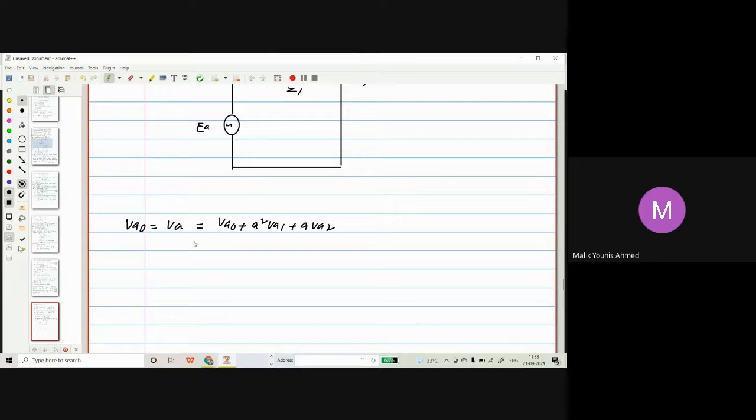If all the three are same, fine. VA0 is equal to VA1, we can take VA0 common, 1 plus A square. So that's also coming 0. So it doesn't matter at all. Do you understand, Momin?